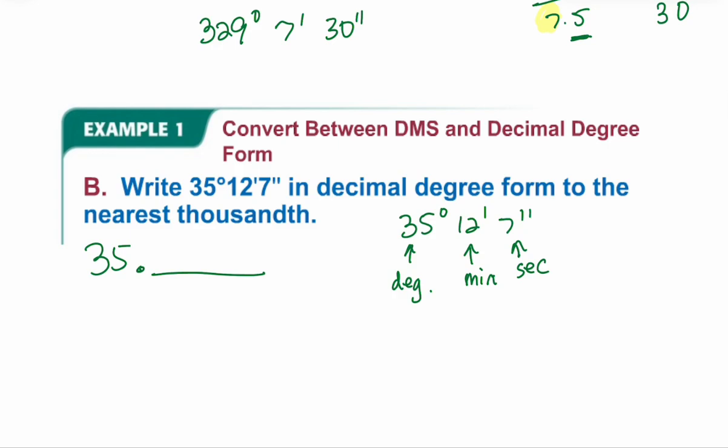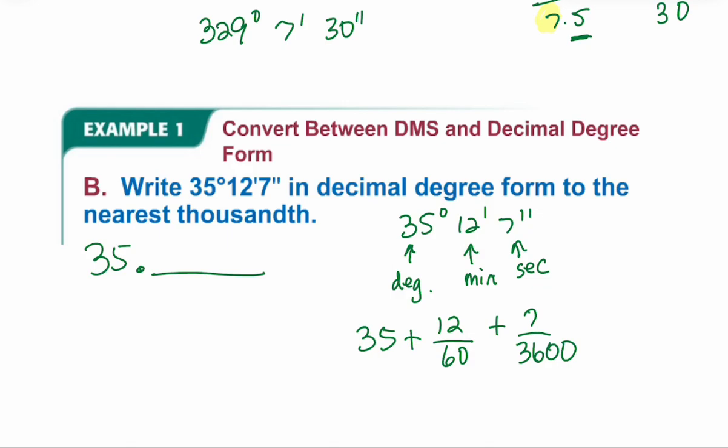In your calculator, you're going to put 35. You're going to divide the 12 by 60 because there are 60 minutes that will make a degree. And I only got 12. I have 12 out of 60. For the seconds, we have to divide that by 60 twice. 60 times 60 is 3,600. So I always just put 3,600. So just throw that into a calculator. 35 plus 12 divided by 60 plus 7 divided by 3,600.